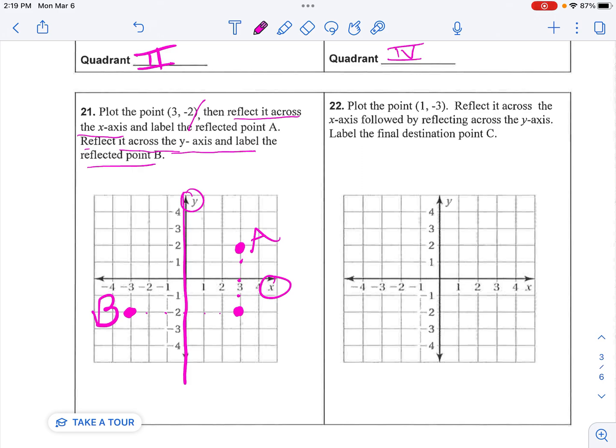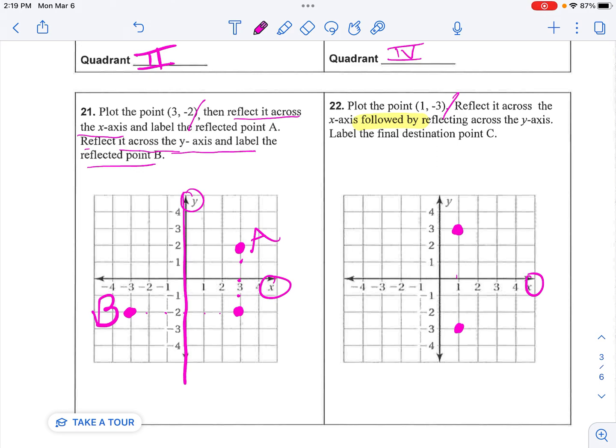Okay. Number 22 is a little different because of this key word: followed by. So we're not going to go back to the original point this time. We're going to first plot the point (1, -3), so to the right 1, down 3. We're going to reflect it across the x-axis. So instead of going 3 below, we're going to go 3 above.